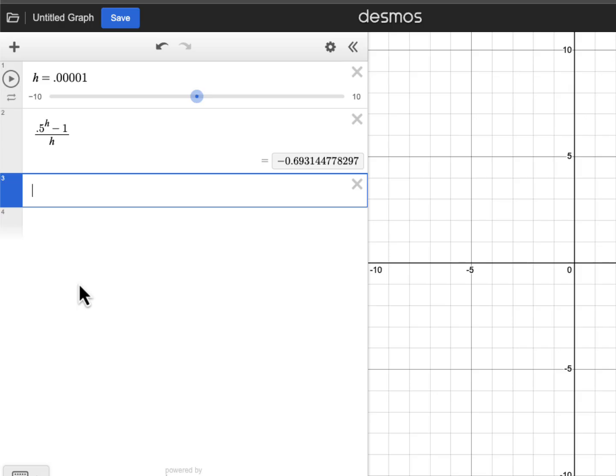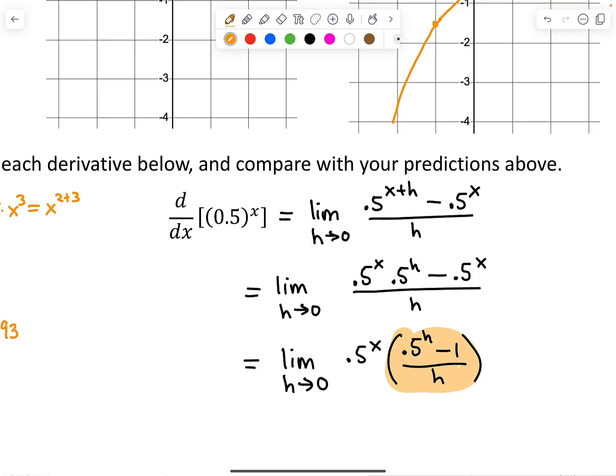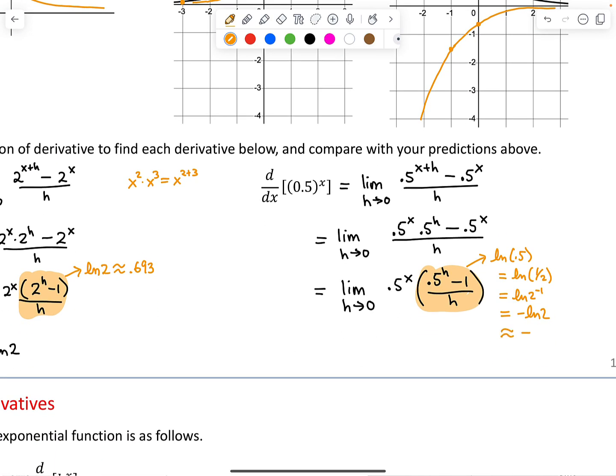In fact, it turns out that the limit is the natural log of this base, 0.5. So this portion of our expression approaches the natural log of 0.5, which is the natural log of 1/2, which is the natural log of 2 to the minus 1. And if you remember your log properties, I can bring that negative 1 down as a coefficient and write this as negative natural log 2. That's why we're getting the exact same decimal we had before, but the negative of it. So approximately negative 0.693. So in the end, this derivative is 0.5 to the x times natural log of 0.5.